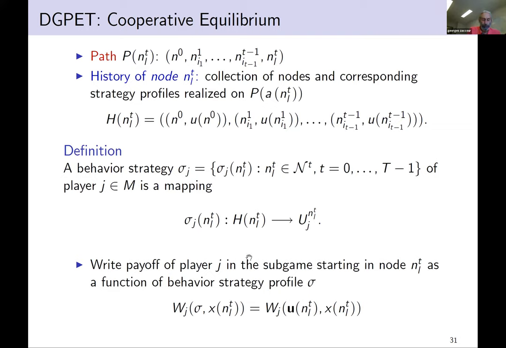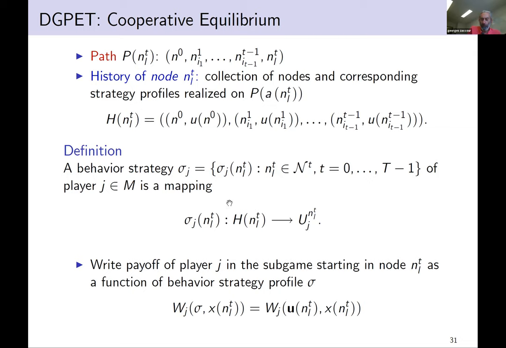A few definitions here quickly. So now I need to define what I mean by a path. And this is a path emanating from the initial node to this particular node. And the history of the last node I am hitting is simply what has been realized till the ancestor node. So I know what the players played in node N0, the following ones, and so on and so forth. And this is the history of this particular node.